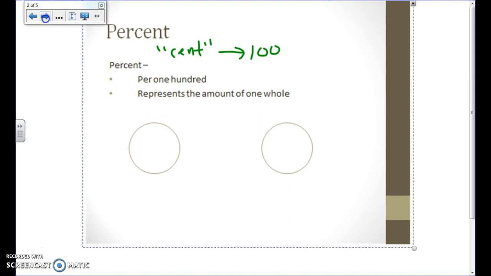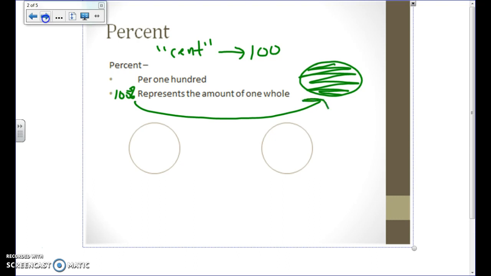Okay, and then 100% is a whole, and less than that represents the amount of part of a whole. So 100% would be the entire whole. That would be 100% modeled right there, all of it, the whole thing. Now, if I took half of that away, I'd have half as much percent. So if I only had half, that would represent 50%. If I took another half away from that, I would have 25%.